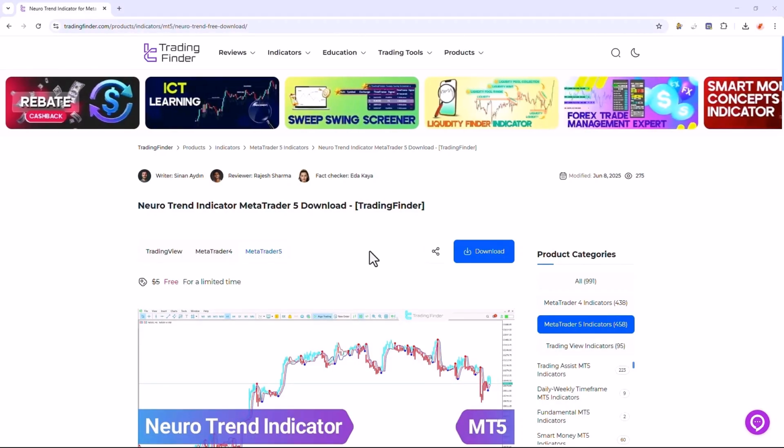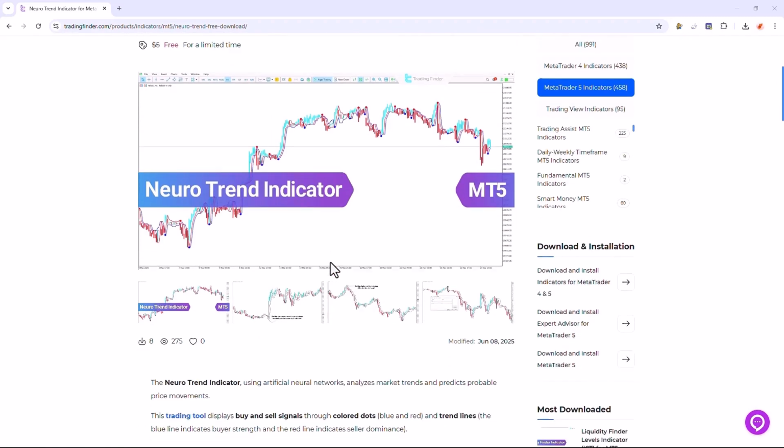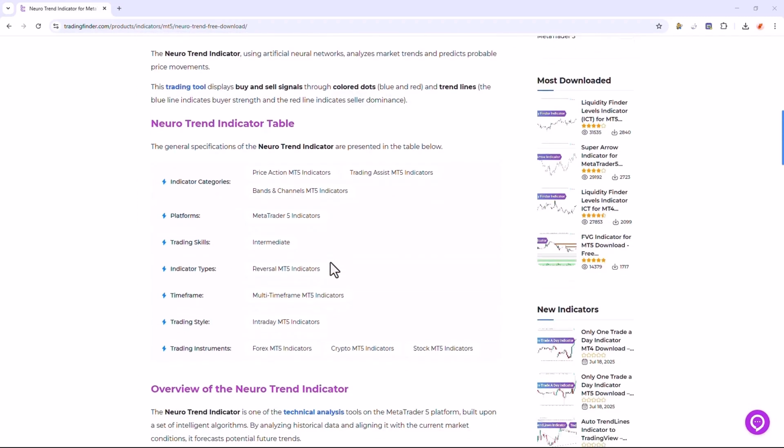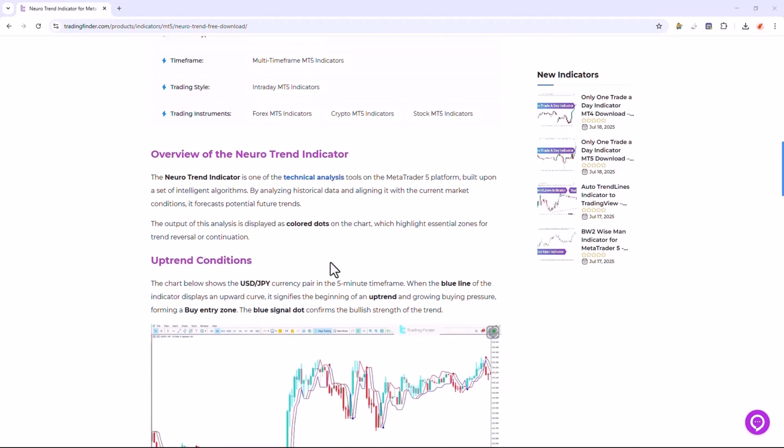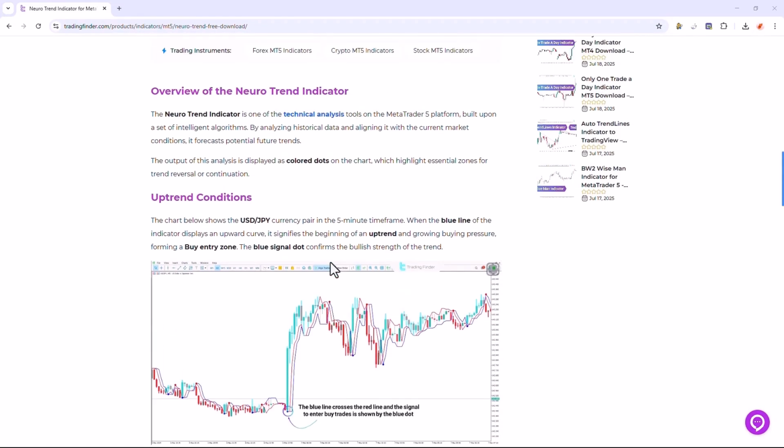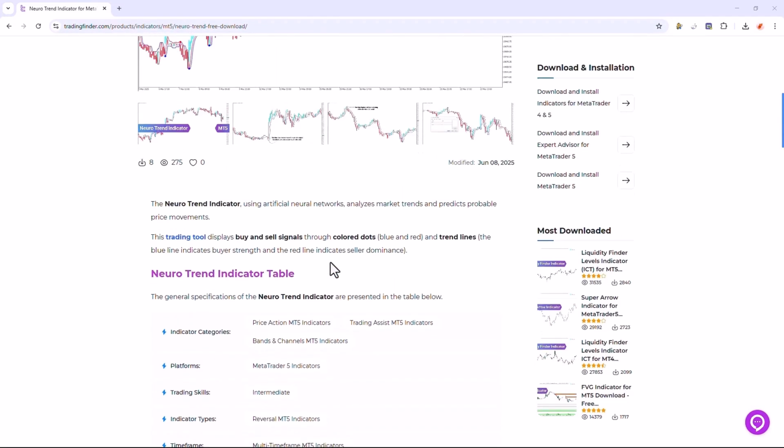The Neuro Trend Indicator is available for various platforms on the TradingFinder website. From this section, you can download the indicator file for MetaTrader 4 and MetaTrader 5 platforms and run it on your chart. Traders can also read this page to learn about how the indicator works and its functionality.